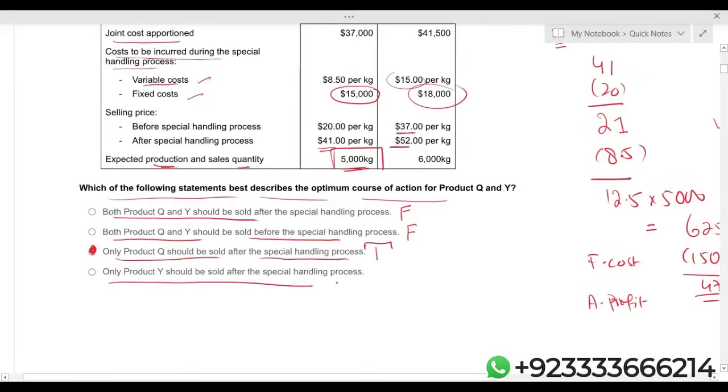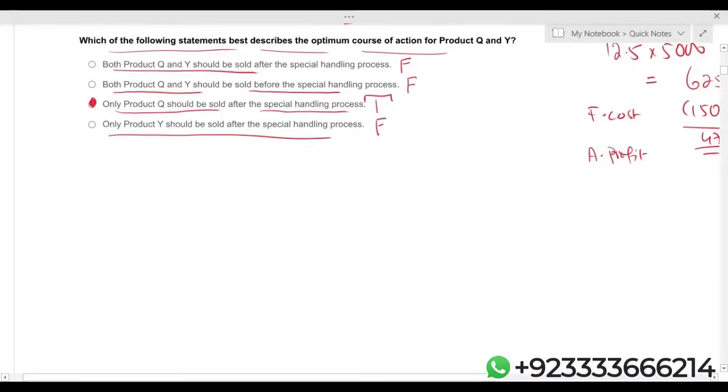Only product Y should be sold after special handling. No, it's false. Actually, Y should not be further processed at all, because further processing means you will have to face a loss in product Y.